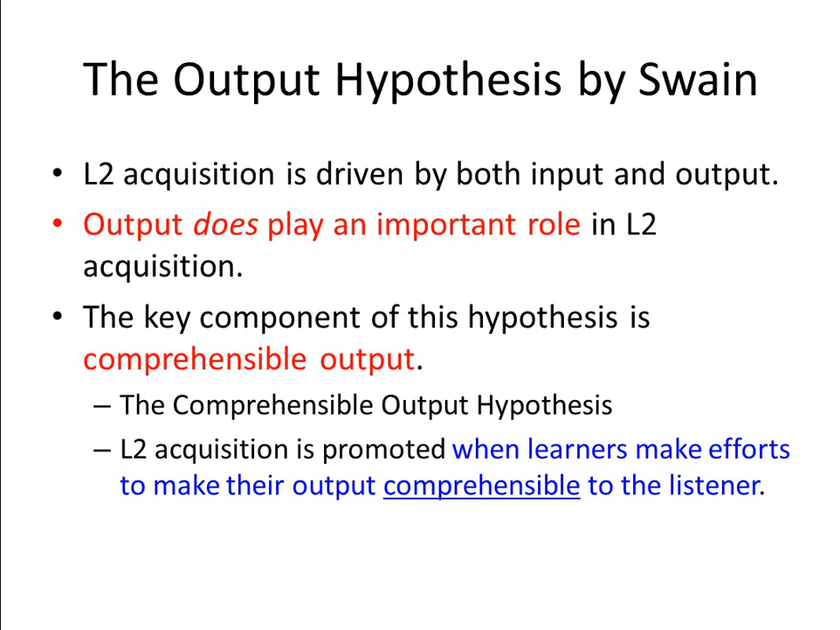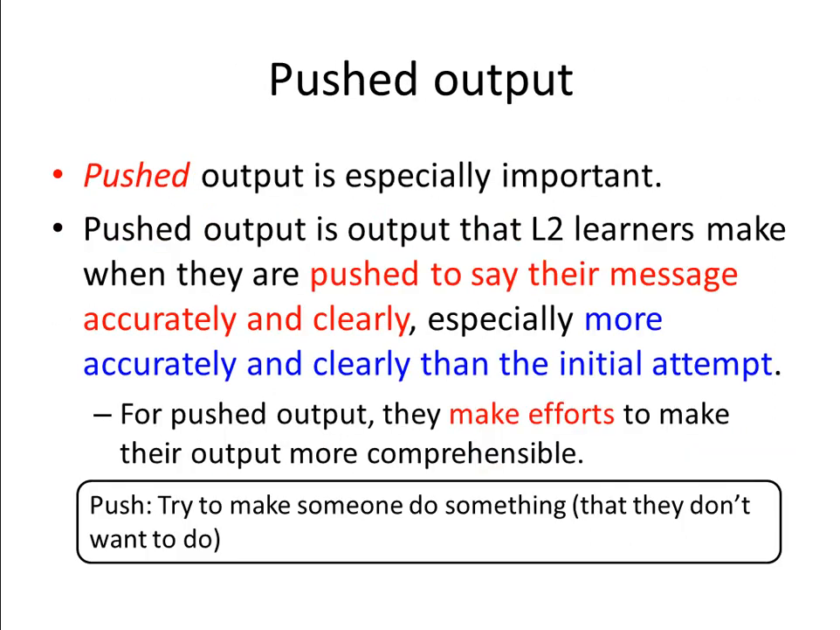So the output hypothesis is sometimes called the comprehensible output hypothesis. According to this hypothesis, second language acquisition is promoted when learners make efforts to make their output comprehensible to the listener or to the reader, maybe. So when they say something, when they output, they try to make their sentence understandable to the listener. And through that process, second language acquisition will progress. And according to this hypothesis, pushed output is especially important.